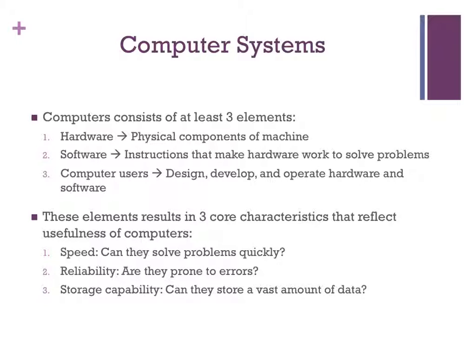These elements result in 3 core characteristics that reflect the usefulness of computers. These are speed, meaning can they solve problems quickly; reliability, so are they prone to errors? Remember, computers are only as good as the people who program them. And also storage and capability. Can they store a vast amount of data?